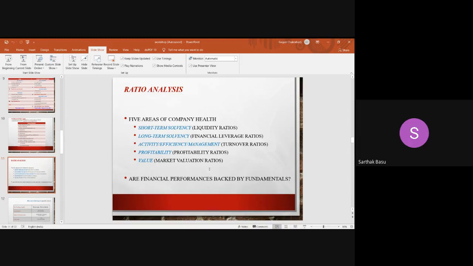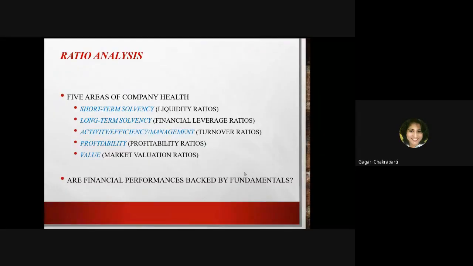Okay. So now we are moving on to ratio analysis. Here we are identifying five areas of company health.